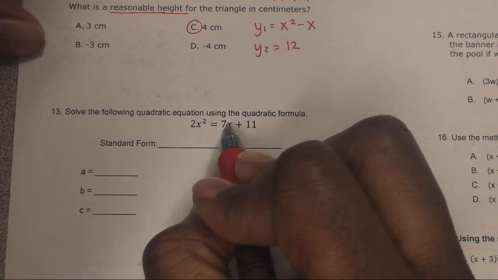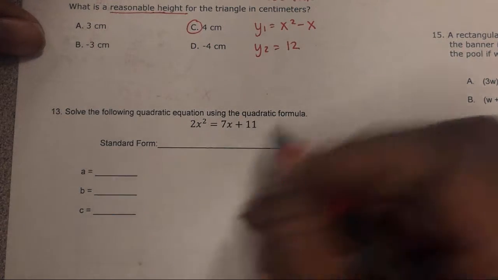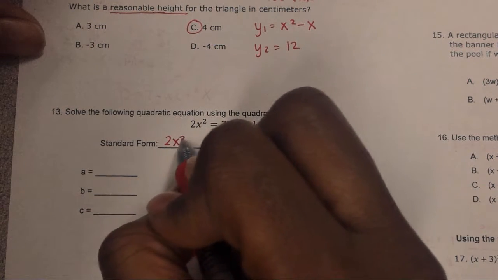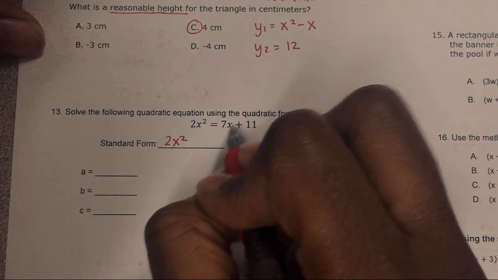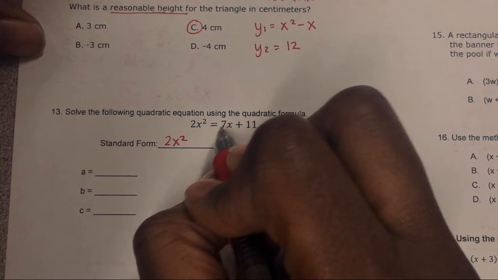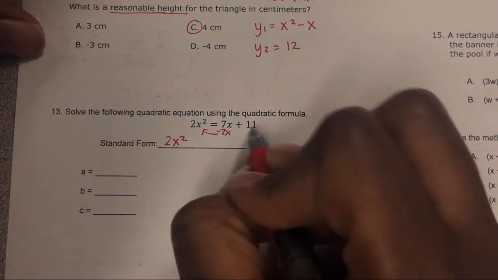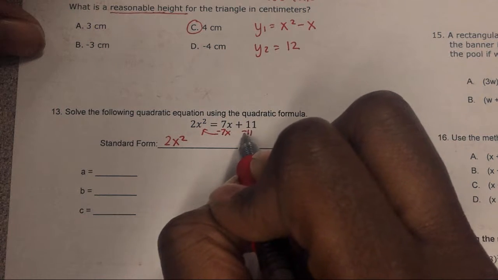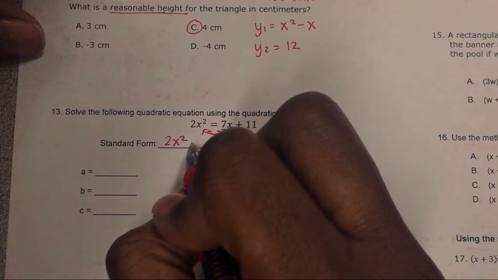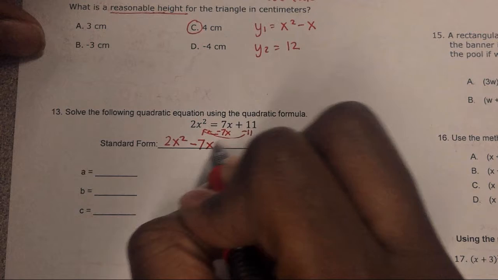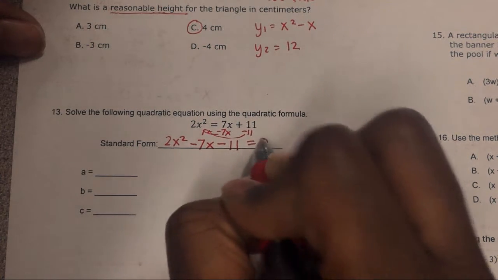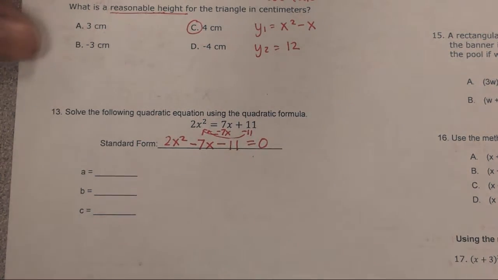Thank you. It's not equal to 0. We have to get everything on the same side. So 2x squared is good, but I have to move this negative 7. I'm sorry, positive 7. It will become a negative. Yes. Then this will also change signs and be moved to the other side. So it should be 2x squared minus 7x minus 11. Now it equals 0. Now you can tell me what the A, B, and C are.